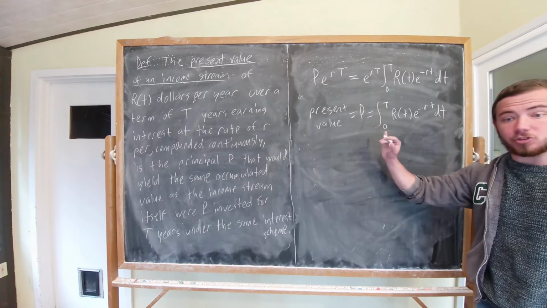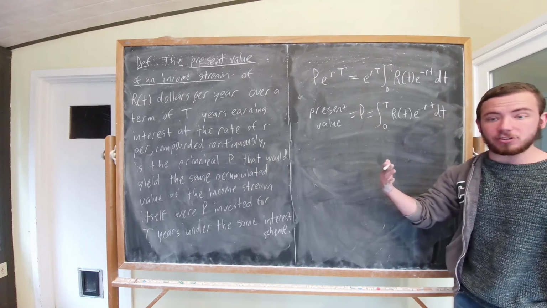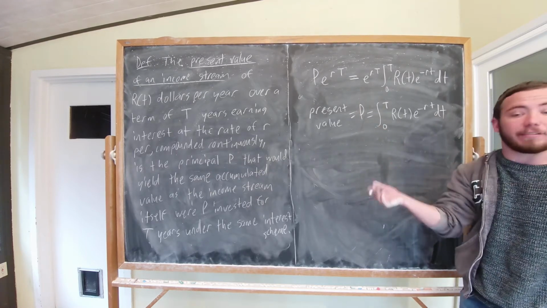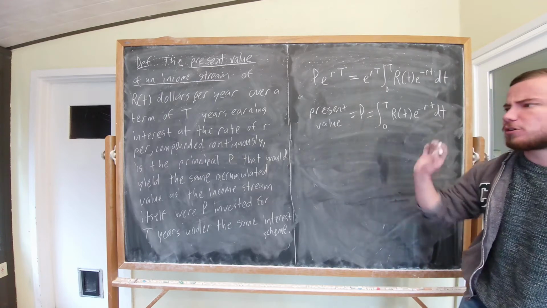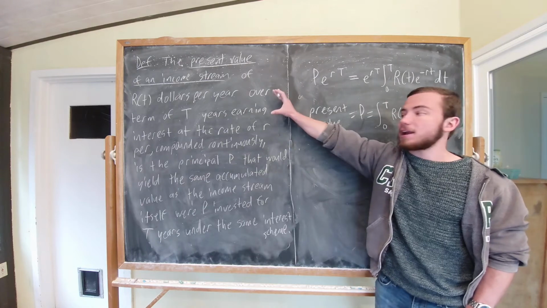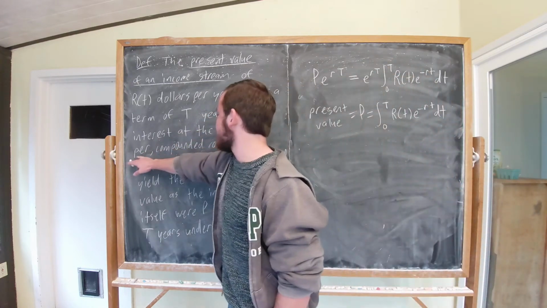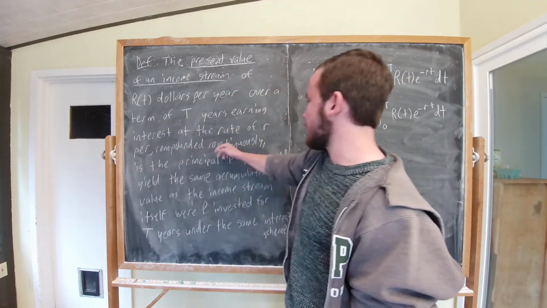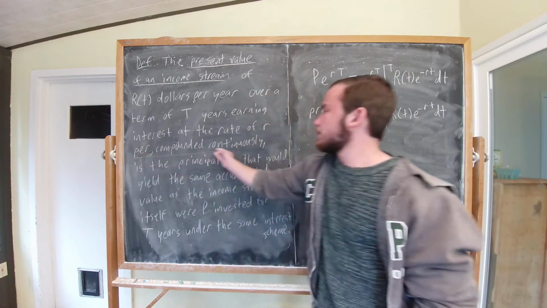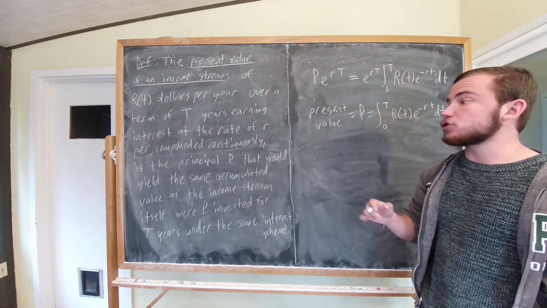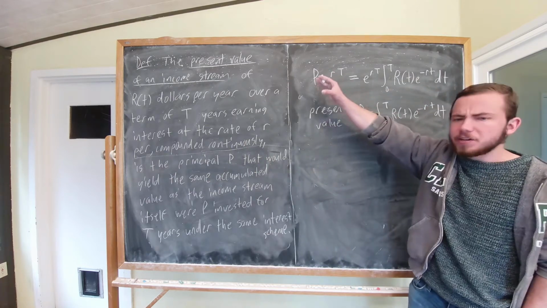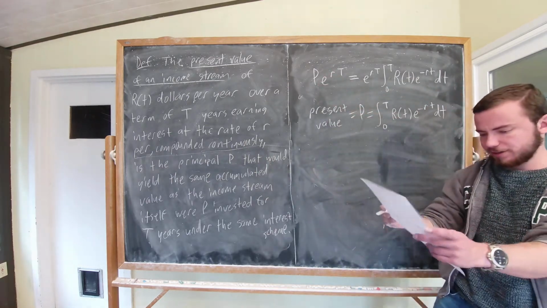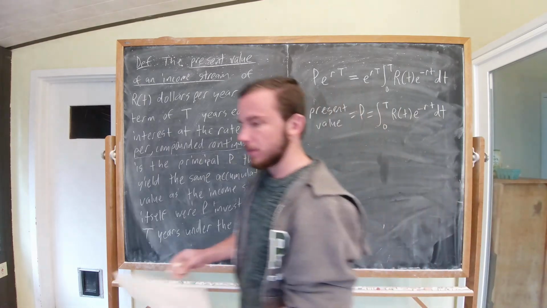This is different from just a compound interest problem, because in a compound interest problem, typically you'd be given the principal and you'd be told, how much money do you get at the end? Here, you're given this income stream setup. So you're given basically everything above there, and you're trying to find present value as a way of measuring how good this income stream actually is. So let's do an example.